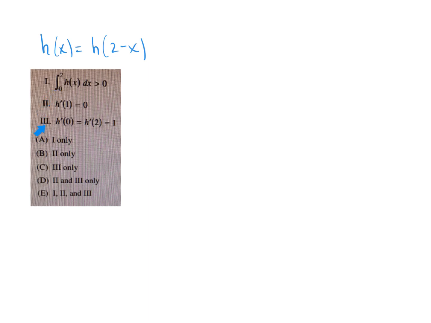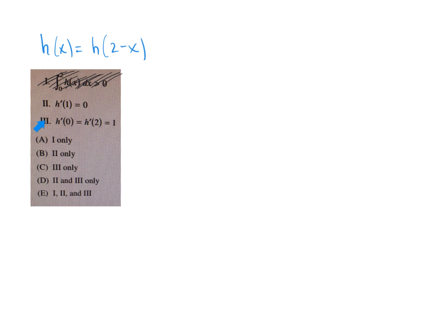Okay, which of these have to be true? First of all, we have no idea what these functions look like. So clearly h could be some function where the definite integral from 0 to 2 was not positive. For example, if h was the opposite of x squared, the upside down parabola, from 0 to 2, the definite integral is definitely negative, not bigger than 0. So easy to rule out Roman numeral 1.